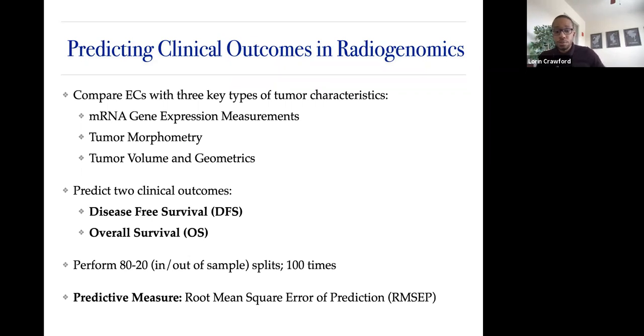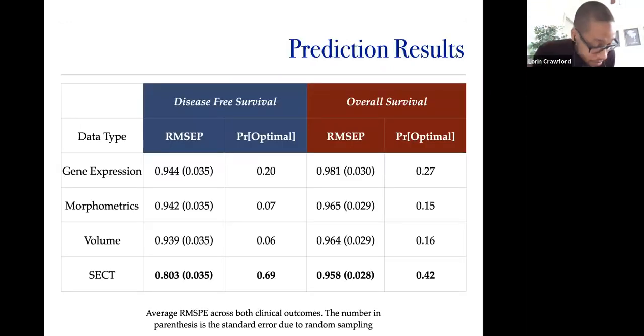We run these regressions, we perform these 80-20 in and out sample splits, and then we see which of these predictions lead to the lowest root mean squared error, right? So here are these results. On the left-hand side, disease-free survival, right is overall survival. You have root mean squared error, lower number means better. This PR optimal is this idea of which percentage of the time was this particular feature the best out of the 100 runs, okay? Now, overall survival, I want to draw attention to the right-hand side.